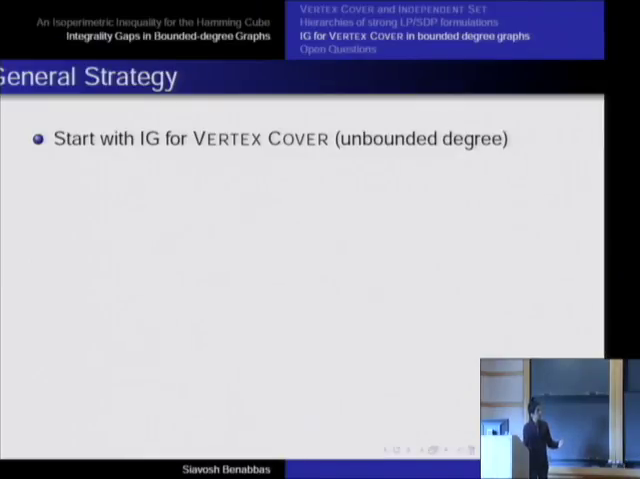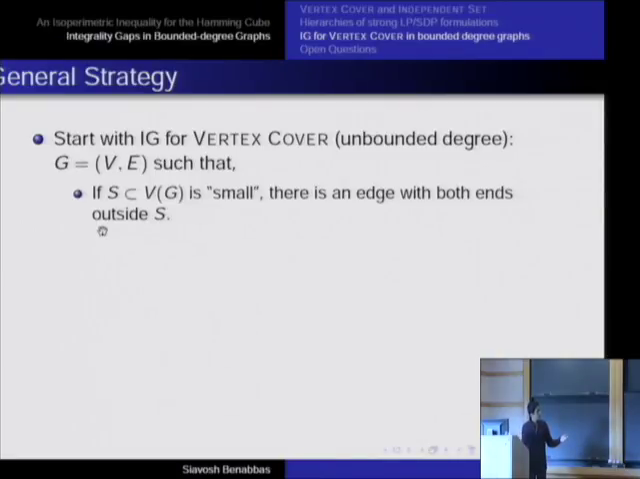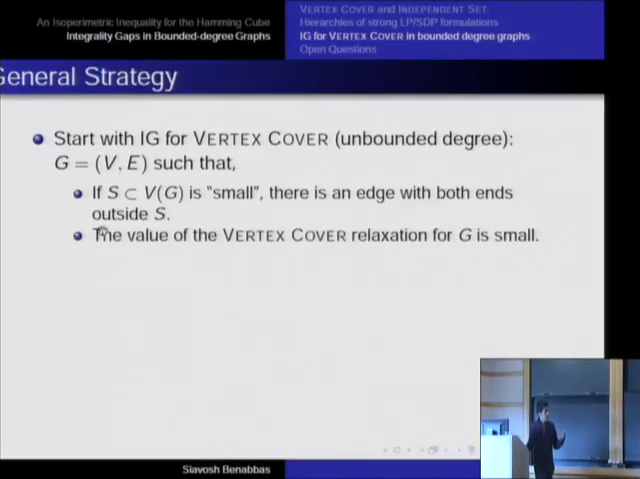So you start with an integrality gap for vertex cover in bounded degree graphs. This means that you have a graph that does not have a small vertex cover. If a set S is small, then there is an edge outside of the set that this set misses. So any small set is not a vertex cover. On the other hand, the relaxation thinks that it does have a small vertex cover. The value of the relaxation is small.